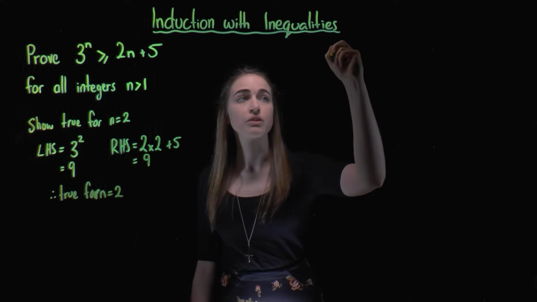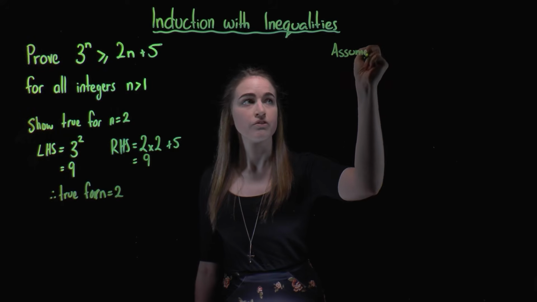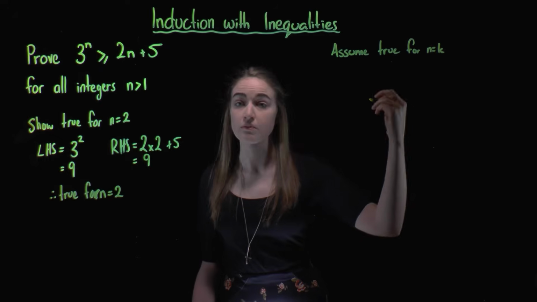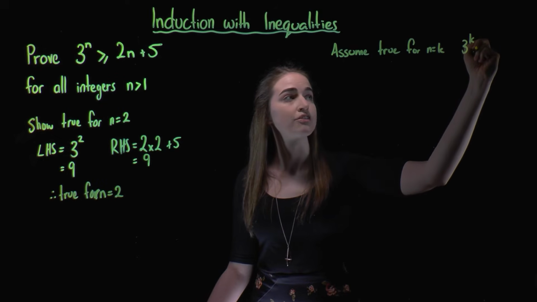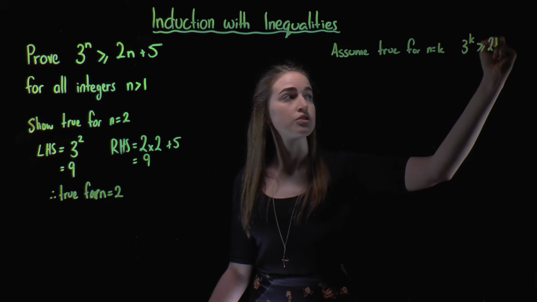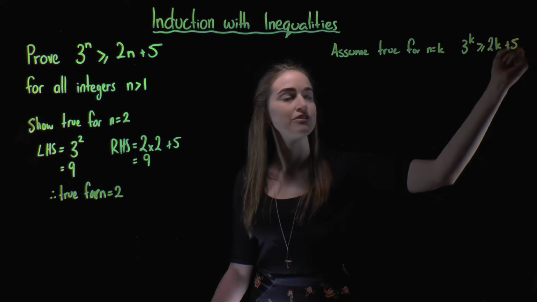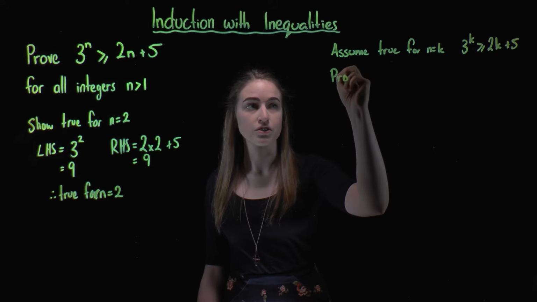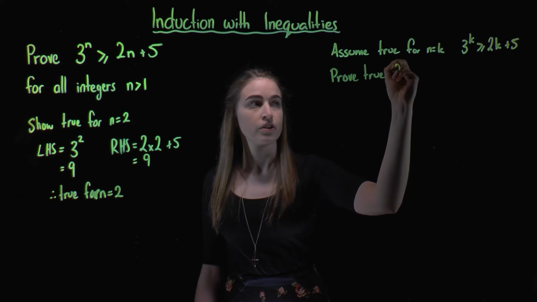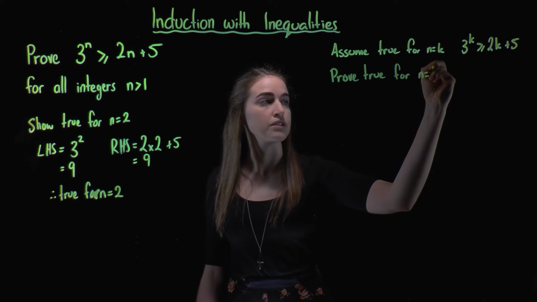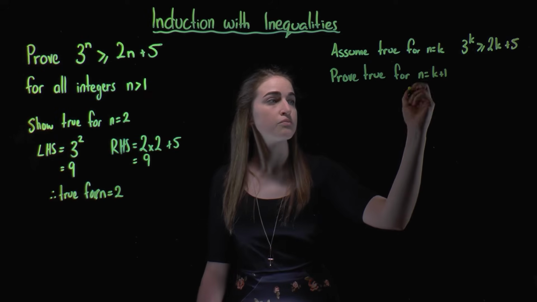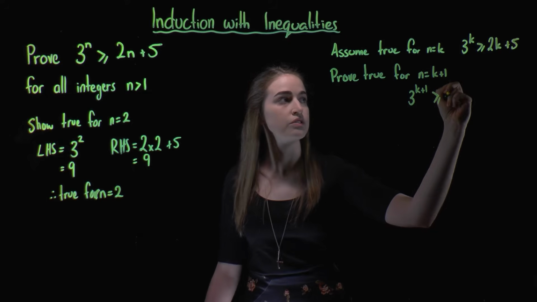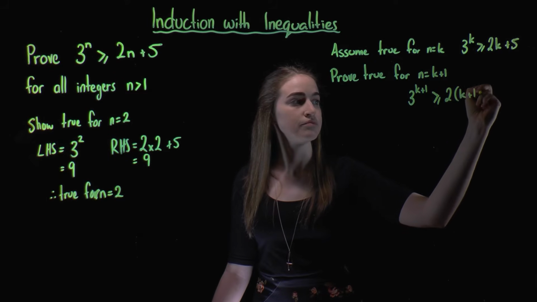All right, then we're going to assume that it's true for n equals k. So that means we're going to assume that 3 to the power of k is greater than or equal to 2 times k plus 5. So we're assuming this, and we're going to use that in a moment. And then we're going to prove that it's true for n equals k plus 1. So that means we're trying to prove that 3 to the power of k plus 1 is greater than or equal to 2 times (k plus 1) plus 5.